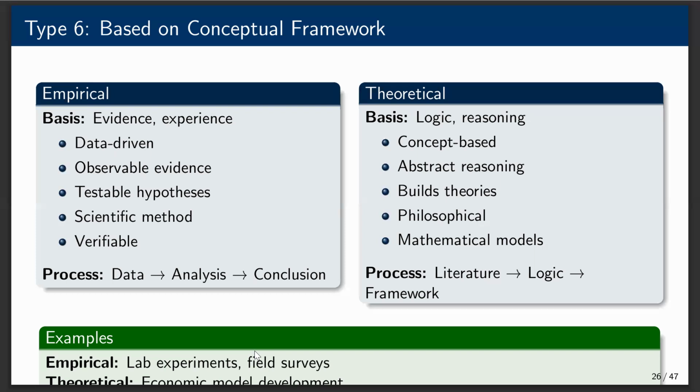Followed by mathematical models. The process is like literature, then logic, then framework. Suppose one example: lab experiments and field surveys. That is empirical. Theoretical: economic model development. That is theoretical research. Okay.